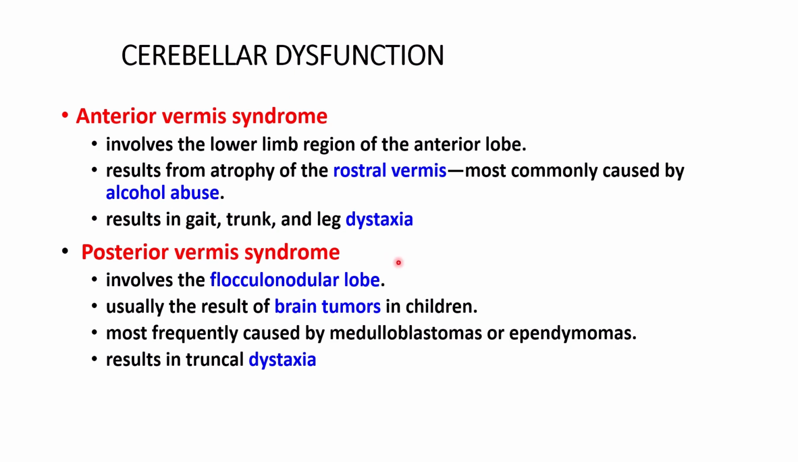Posterior vermis syndrome, the name is posterior vermis, but it actually involves the flocculonodular lobe. This happens in children that have brain tumors like medulloblastoma or ependymoma, and they usually have truncal instability and problems with balance. Some patients also have nystagmus.